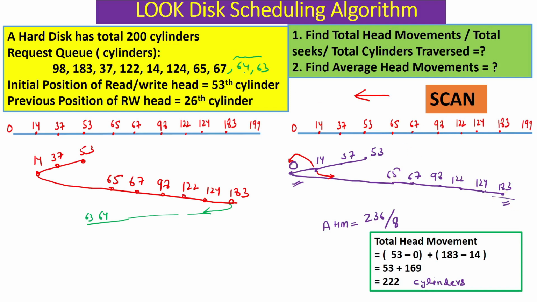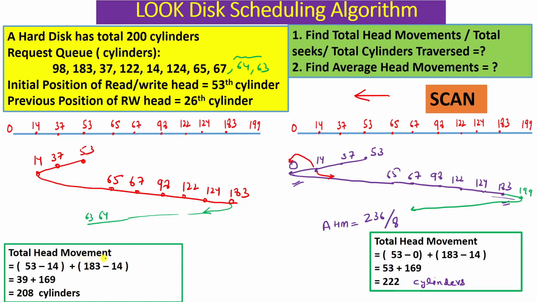there are some other requests that have arrived just now. So before reversing direction, first go to the last cylinder, and then reverse your direction. But we are not going to the last cylinder or the end cylinder in LOOK. So yeah, this was all about the LOOK algorithm.